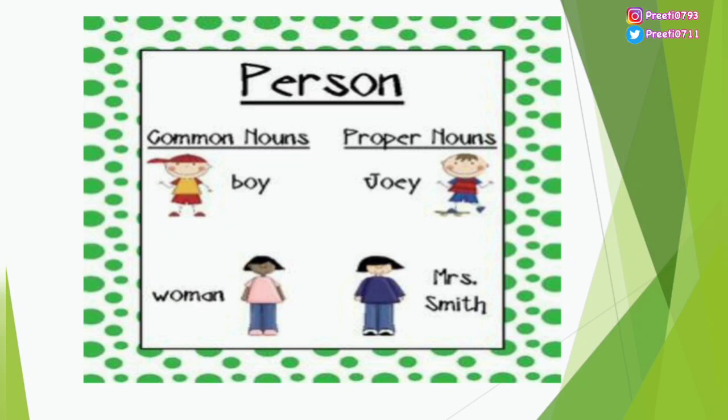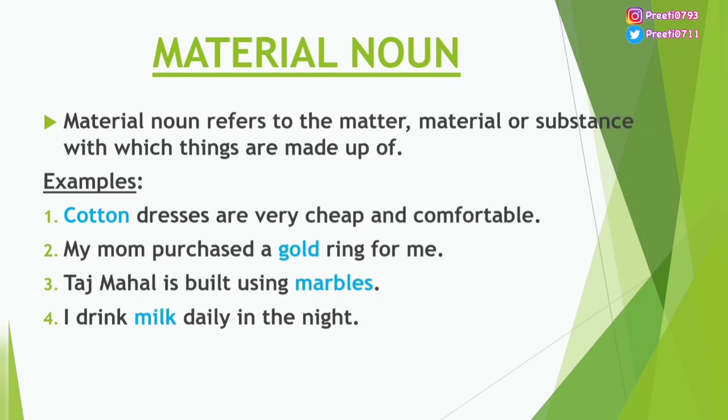Irrespective of that, they are just referring to the common group of human beings. Now let us talk about another type of noun, which is material noun. Its definition says, material noun refers to the matter, material or substance with which things are made up of.